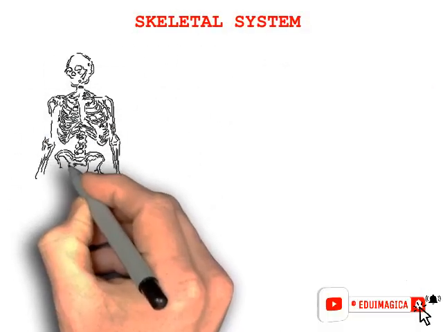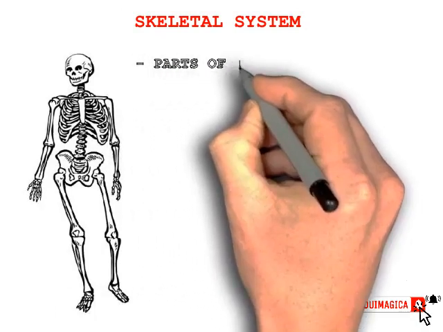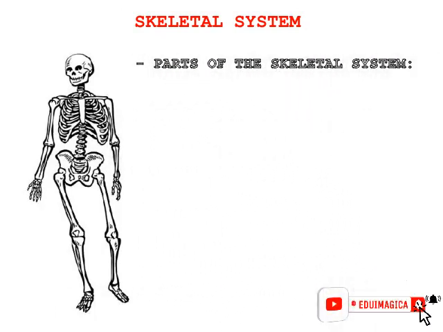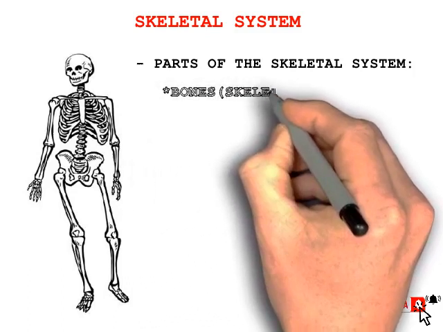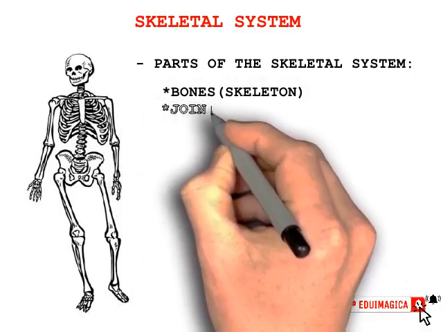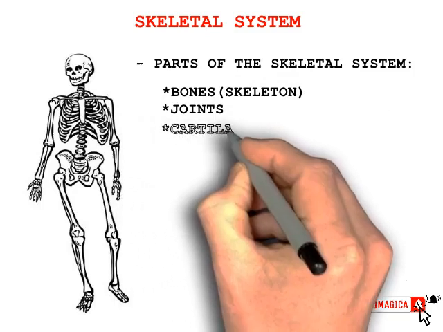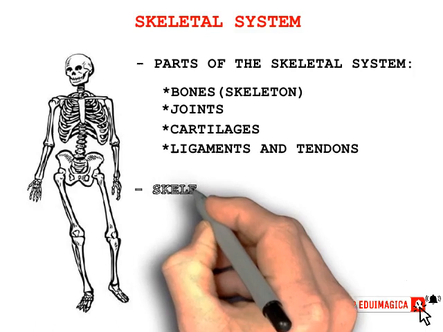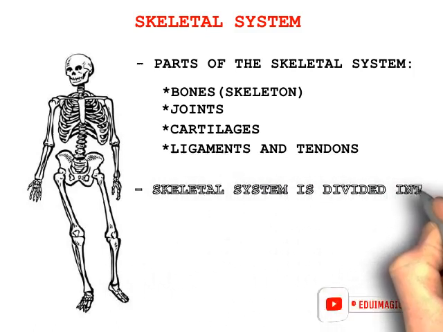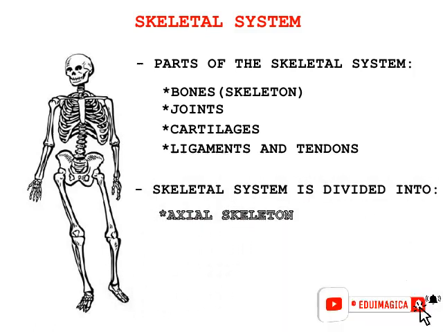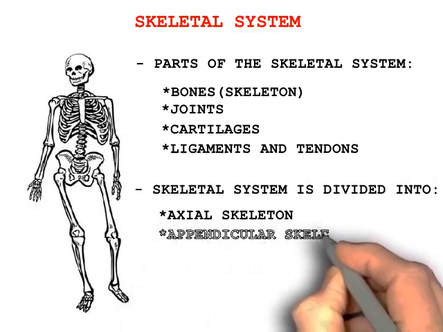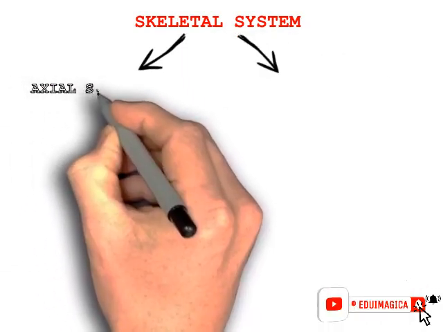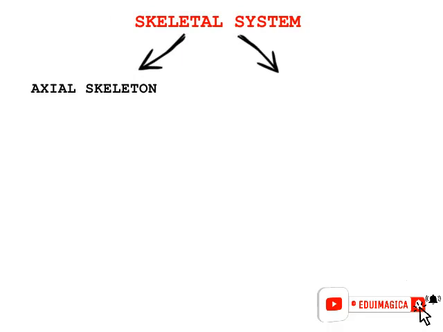The parts of the skeletal system are as follows. It includes bones, which form the skeleton, joints, cartilage, ligaments and tendons. The skeletal system is divided into two parts: we have the axial skeleton and we have the appendicular skeleton. Now let's take a deeper look into the axial and the appendicular skeleton. Here we will see the number of bones involved in both of them.